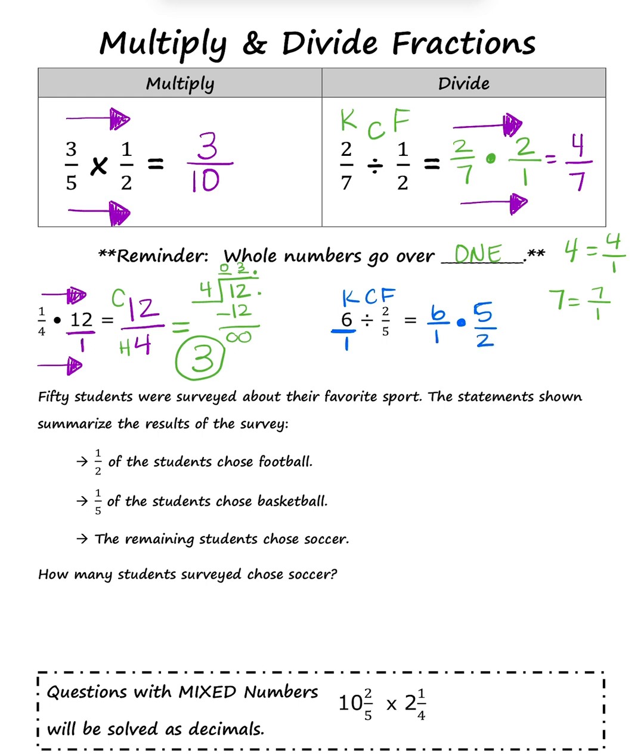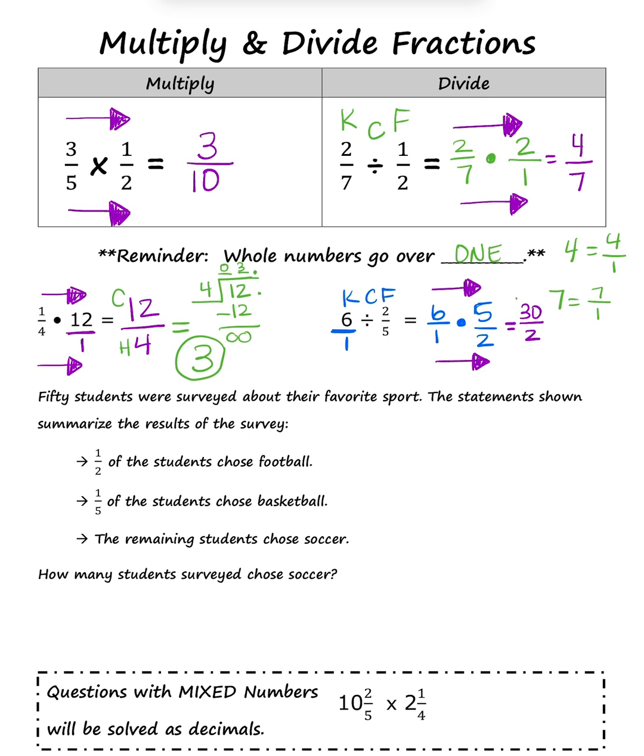Now it's a multiplying problem, so I draw my arrows, top times top, numerator to numerator, and bottom times bottom, denominator to denominator. All right, 6 times 5 is 30. And 1 times 2 is 2. So what happened again? We had another situation where we have a large cowboy and a small horse.